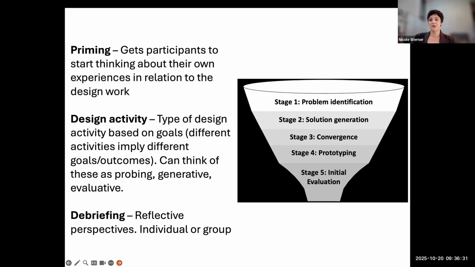We have people tell stories. So we do lots of different things. There's many different activities that can happen, and you can think of them as kind of probing, generative, or evaluative. So there's different goals you might have, and then you pick the activities to do that. And then finally, debriefing, which is where you can reflect on what happened in the process, either at the individual or group level.